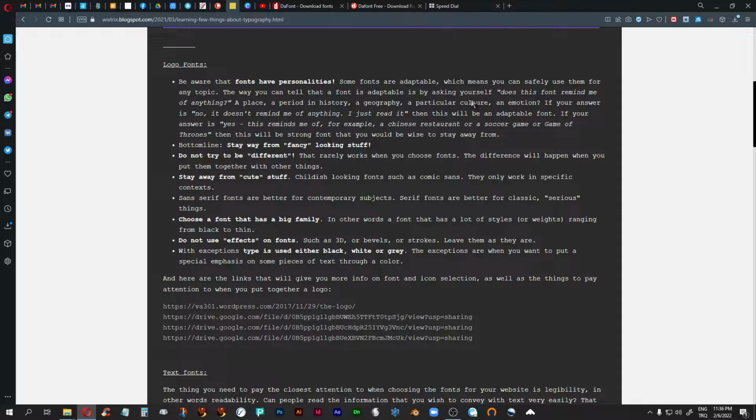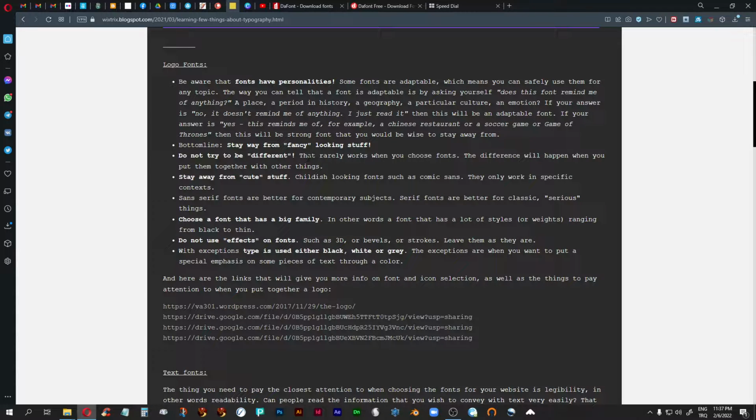But if your answer is yes, this reminds me of, for example, a Chinese restaurant or a soccer game or a TV series like Game of Thrones, then this will be a strong font that you would be smart to stay away from. So the bottom line is, stay away from fancy looking stuff. Really, that's the best way that I can sum it up.